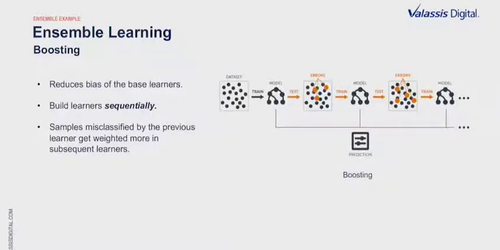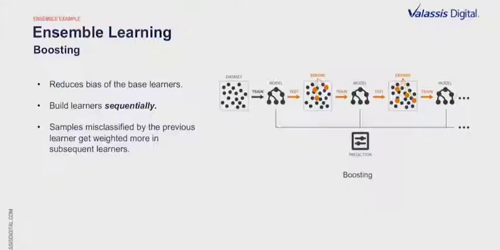Another way of doing ensemble learning is called boosting. Instead of training the base learners in parallel, which is what happens in bagging, in boosting, all the base learners are trained sequentially. And it's often the case that samples that were misclassified by a previous learner would receive more weight when we're building the next learner.